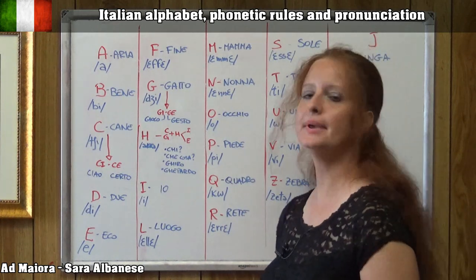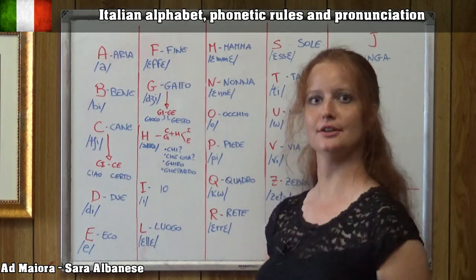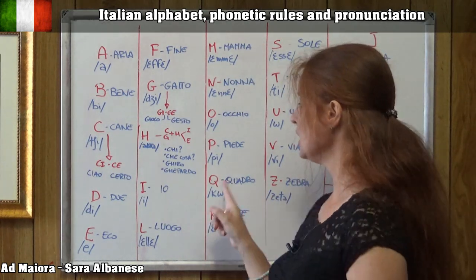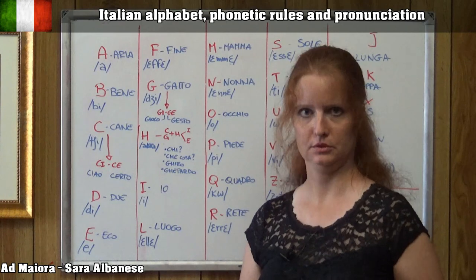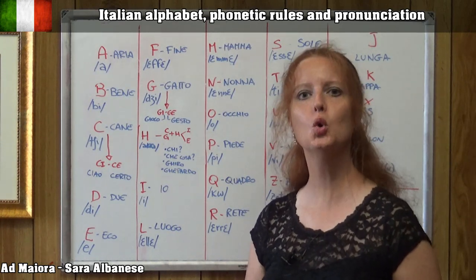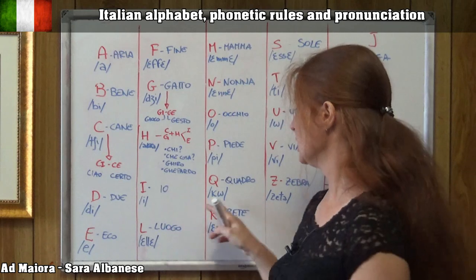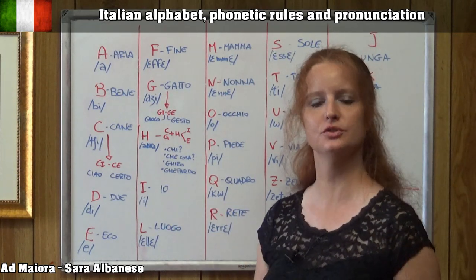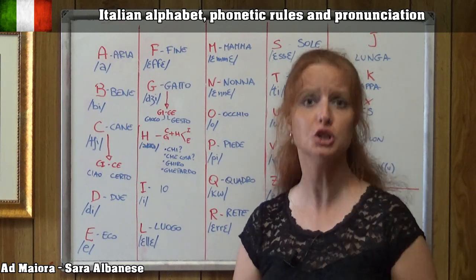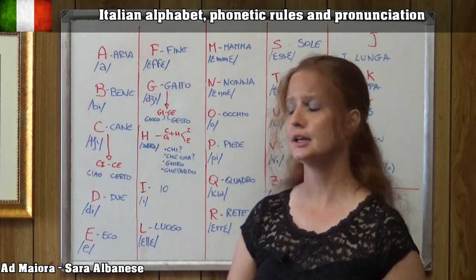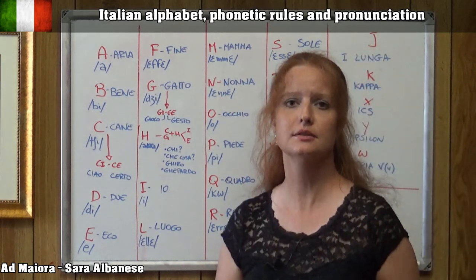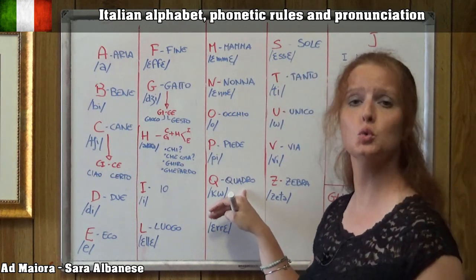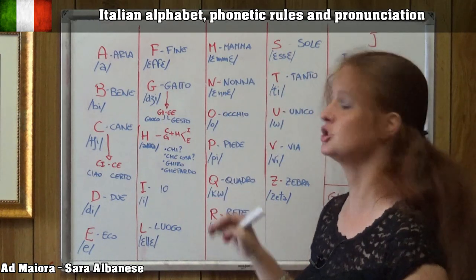Then P. P as in piede, foot. Okay? Piede. P, E. Piede. Q. It is q, okay? In Italian, Q, just as easy. And the phonetic alphabet, you find it like this, with a K and a W, so to say Q. It's not Q, as in English, it's a Q, like a K and a U together. As in the word painting or picture, which is quadro.